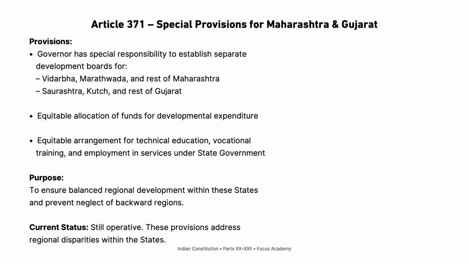These are the 4 points. The religion, customary law, then civil and criminal justice, ownership and transfer of land. These are the four points as mentioned in Article 371A.